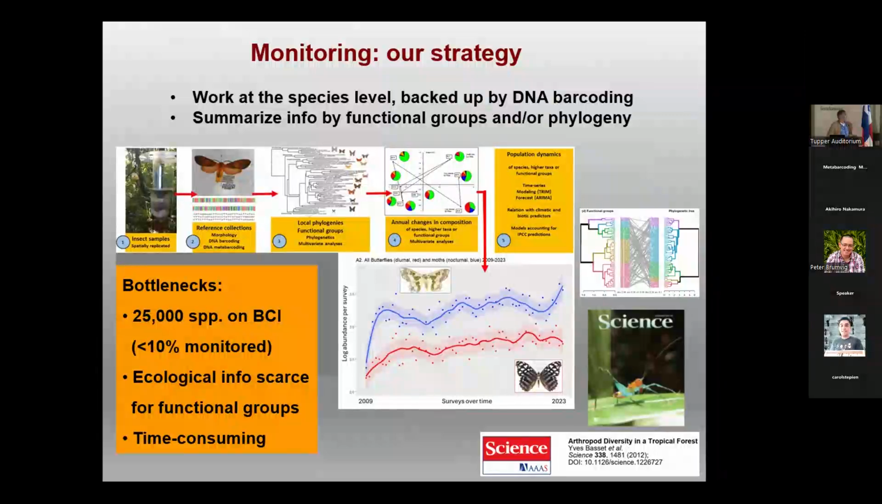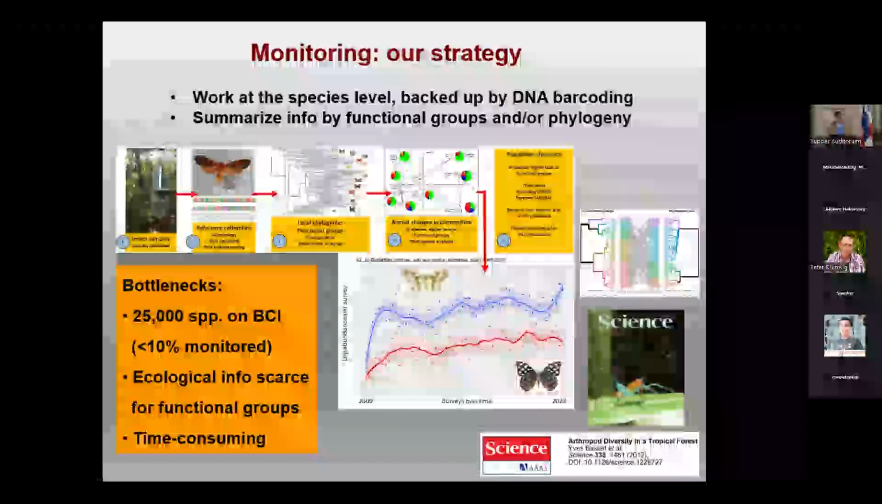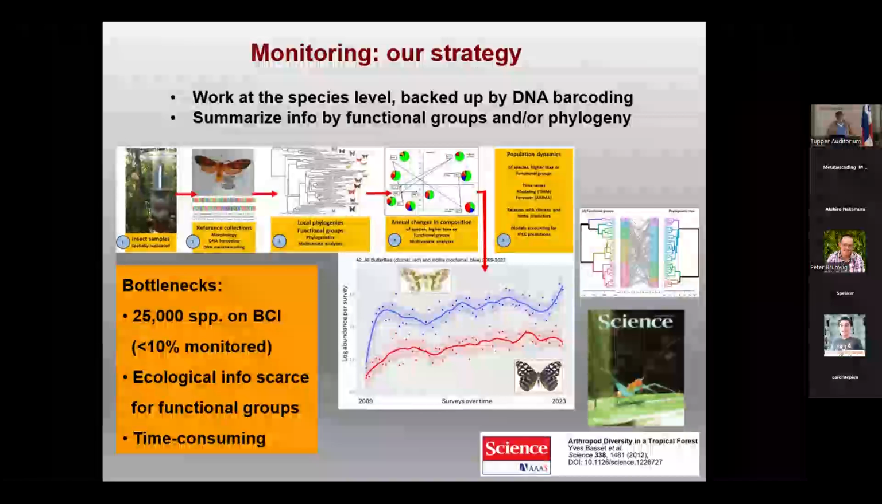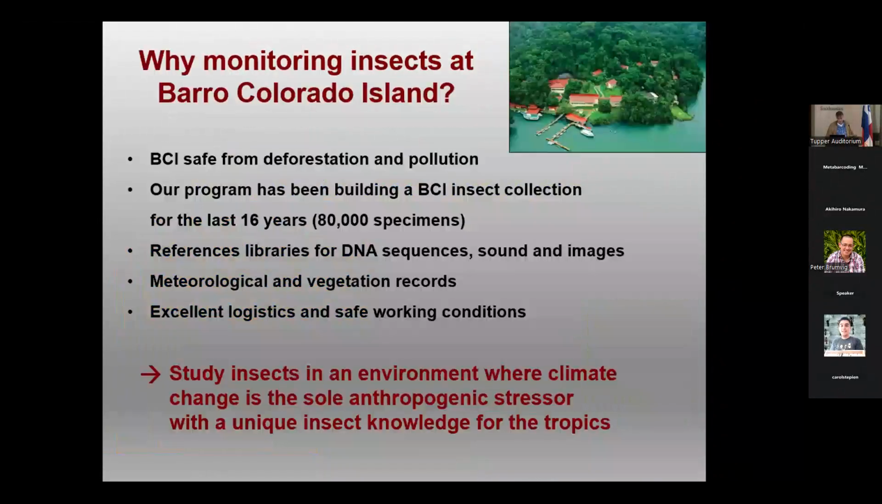The idea of the monitoring, and that's important, is just to use either clades or functional groups, to group them and then just to see the patterns over time. We have an estimate of about 25,000 arthropod species on the island. So we're monitoring about 10% of those species, if our estimates are correct.